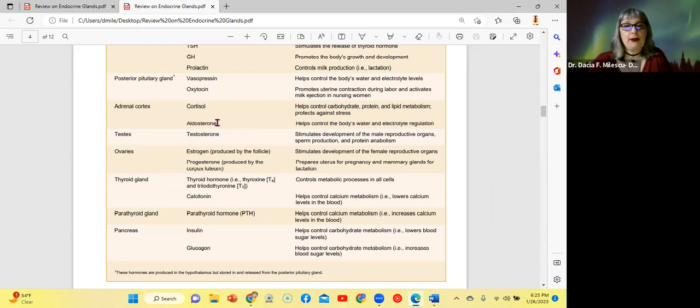Then remember what I mentioned about aldosterone. It controls your body's water. So reabsorption of sodium, water follows via osmosis. I want to mention that it's pretty much very similar to ADH, antidiuretic hormone.